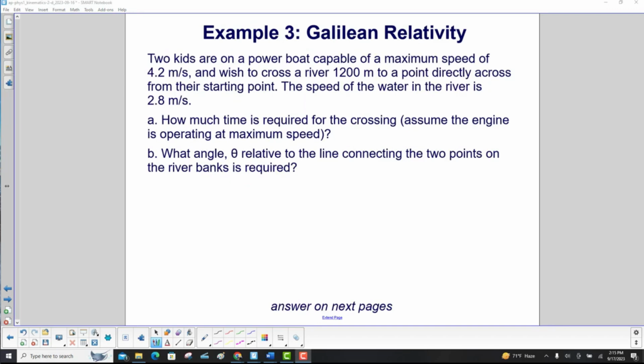Example 3, Galilean relativity. Two kids are on a powerboat capable of a maximum speed of 4.2 meters per second and wish to cross a river 1,200 meters to a point directly across from their starting point. The speed of the water in the river is 2.8 meters per second. A. How much time is required for the crossing? Assume the engine is operating at maximum speed. And B. What angle theta relative to the line connecting the 2 points on the riverbanks is required?